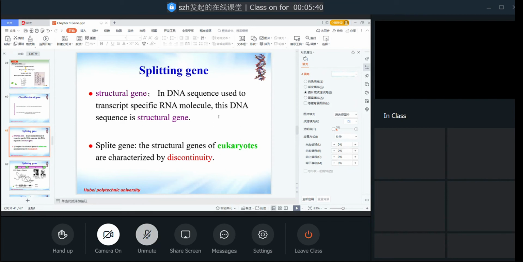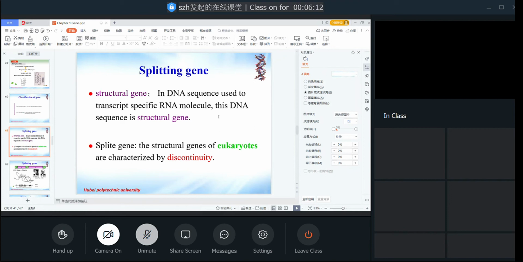Okay, in the genes, you can see the DNA sequence is used to synthesize an RNA sequence. And in this process you should pay attention: according to the base pairing principle, it produces the RNA molecule. This sequence, the whole sequence in the gene coding according to the RNA sequence, this DNA sequence is the structural gene.